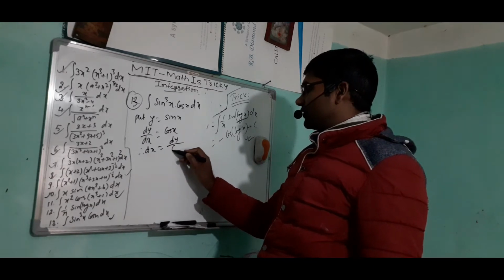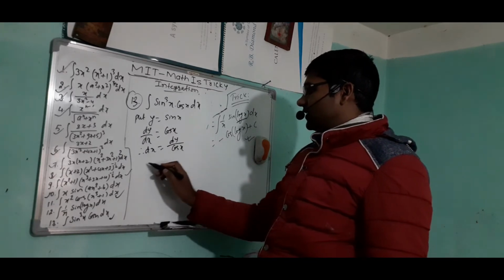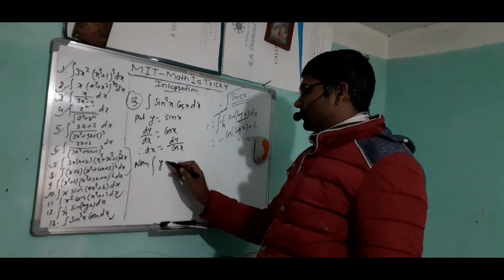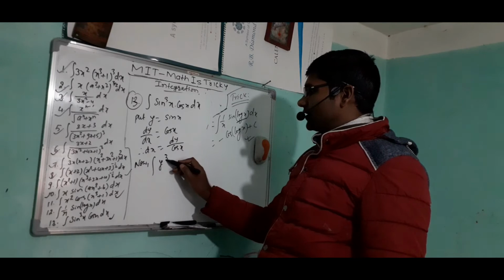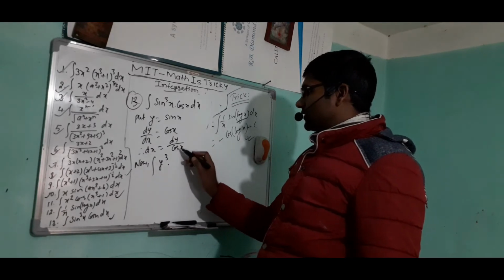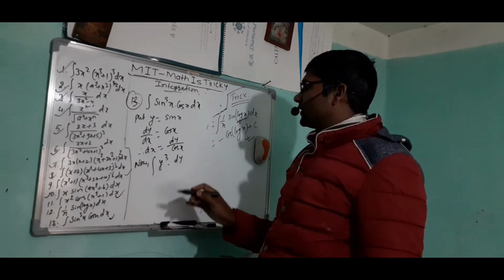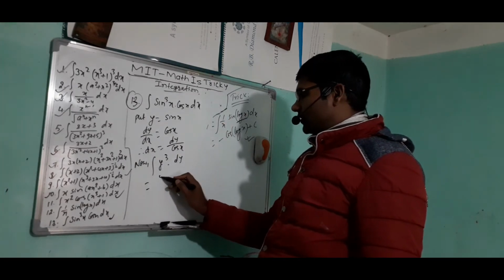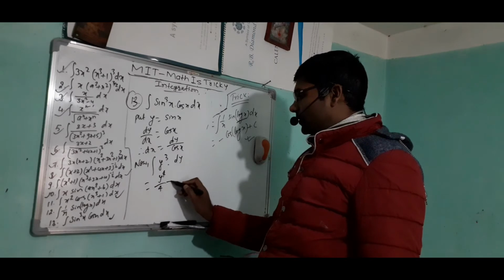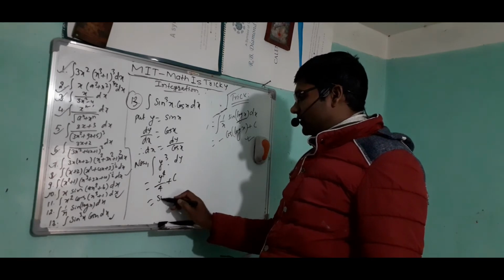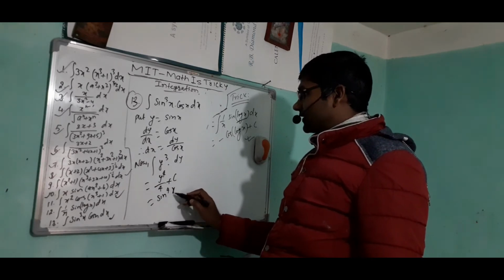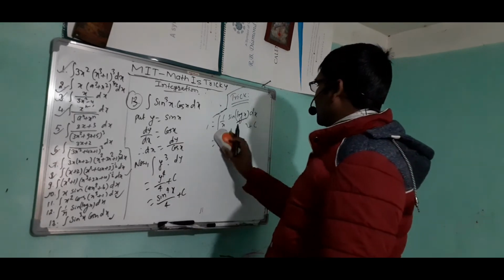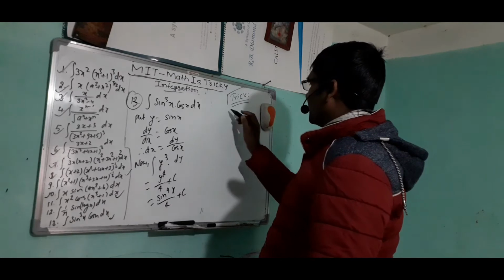dy by cos x. Now the question becomes, look here, sine we have substituted as y, so it is y³. cos x dx means just simply cos x, and dx means dy by cos x, cancel. So the answer is y⁴ by 4 plus c, and it is here sin⁴x by 4 plus c. This is your answer.